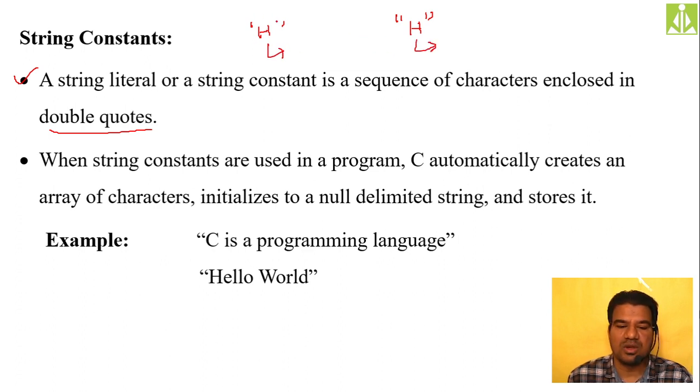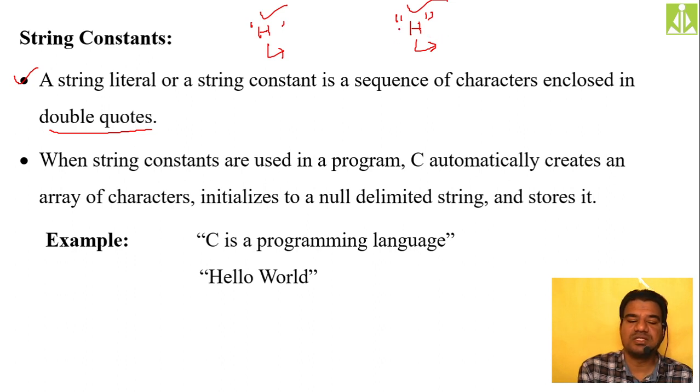It requires only 1 byte of memory, and it requires 2 bytes of memory: one for the actual character, one for the null character. When string constants are used in a C program, C automatically creates an array of characters. You need not do any specific memory allocation. When you use double quotations to create a string inside your program, C automatically creates the array and stores those characters in your program's memory.